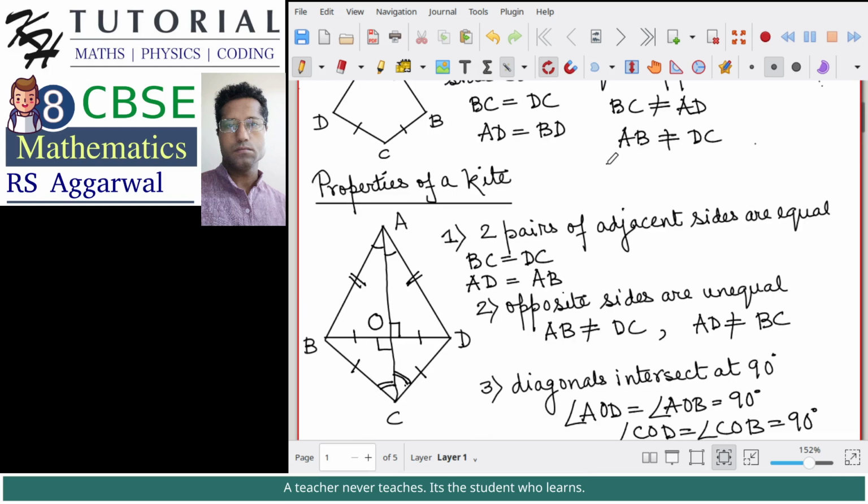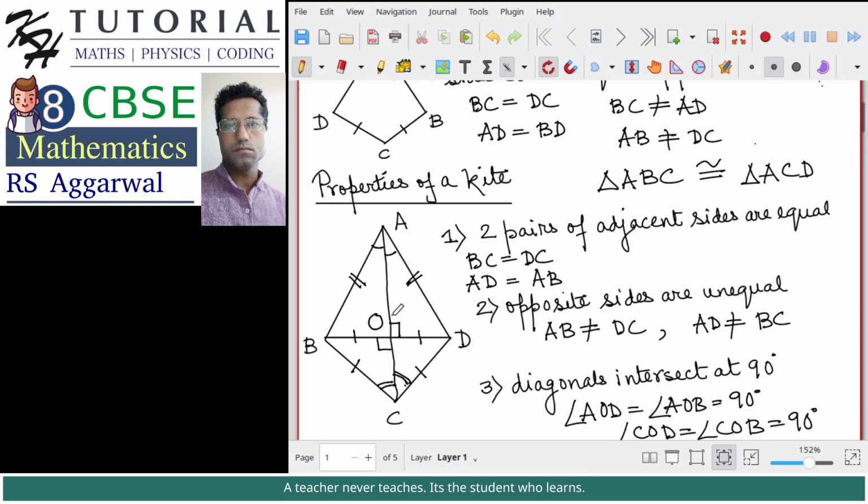Now the diagonal AC is dividing the kite into two triangles, triangle ABC and triangle ACD. Now these two triangles will be congruent. When you write a congruence relation between two triangles, you should properly name the triangles so that it reflects the correct correspondence between the vertices of the two triangles.